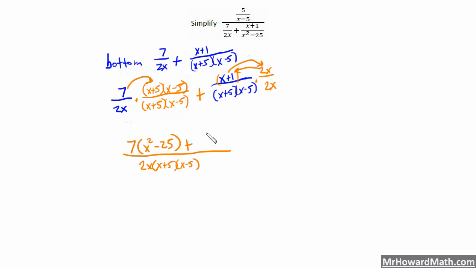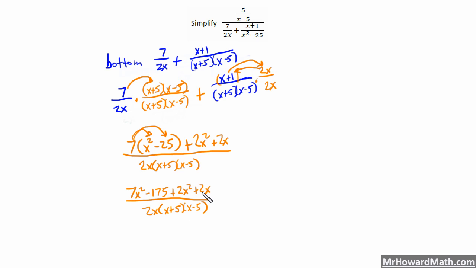Plus 2x times x is 2x squared. 2x times 1 is 2x. The reason that I did this is 7 times x squared and 7 times negative 25 is much easier than trying to multiply 7 times x plus 5, x minus 5. We're still going to get the same answer, but this just made it a little easier to work with. So that becomes 7x squared minus 175 plus 2x squared plus 2x. And I'll tell you now, this is not an easy problem. All over 2x times x plus 5, x minus 5.